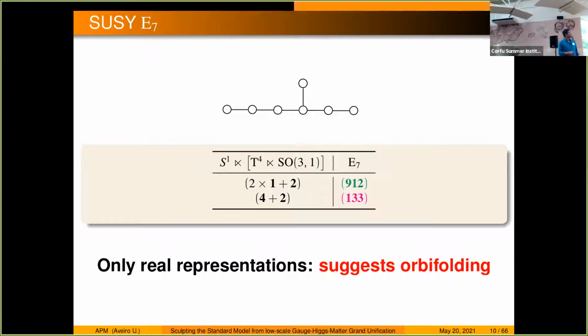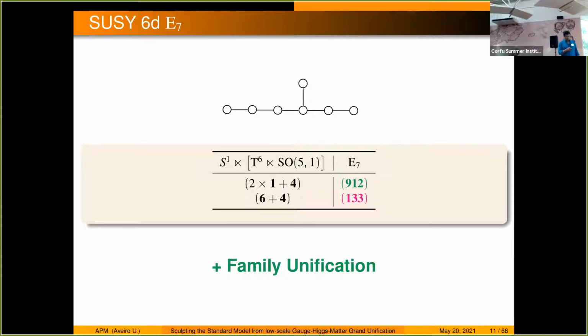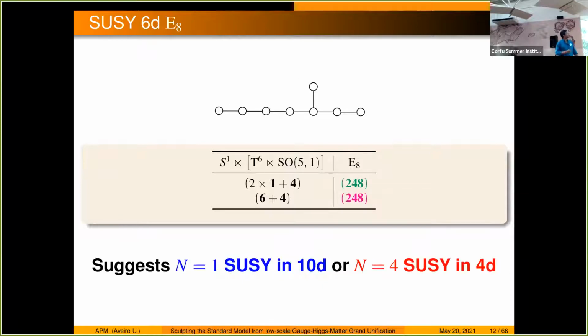So this suggests the idea of orbifolding, where with additional dimensions, in this case, just as an example, 6 dimensions, so 2 extra dimensions, you can then have a model with family unification, and by orbifolding you can separate chiral and anti-chiral matter, and have massless chiral matter at low scale. But we can go up one more level to E8, and at the E8 level you also see something nice.